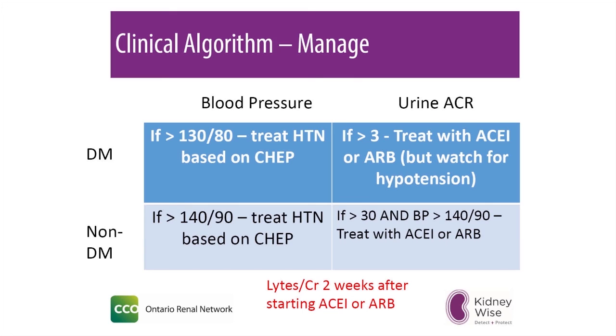Please note that in this scenario, you are choosing the ACE inhibitor or ARB in order to treat the patient's hypertension, and this class of antihypertensive drugs is preferred over others due to the added benefit of treating the elevated urine ACR that is above 30 milligrams per millimole.